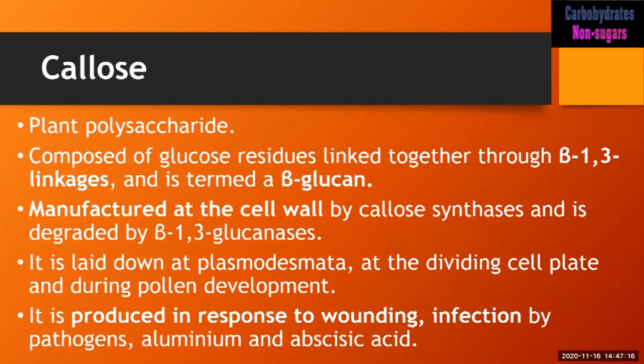So then comes callose. Callose is a plant polysaccharide that is composed of glucose residues linked together through beta-1,3 linkages, and it is also termed a beta glucan. It is manufactured at the cell wall by the callose synthase enzyme, and it is degraded by the beta-1,3 glucanase enzyme. It is laid down at plasmodesmata, at the dividing cell plate, and during pollen development. It is produced in response to wounding, infection by pathogens, aluminium, and abscisic acid.